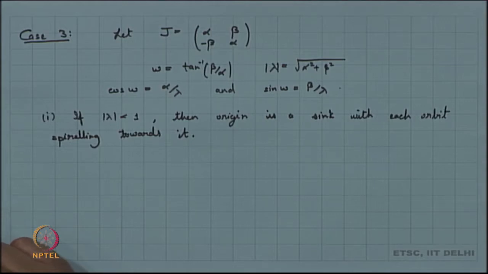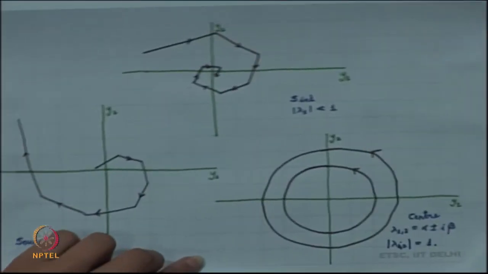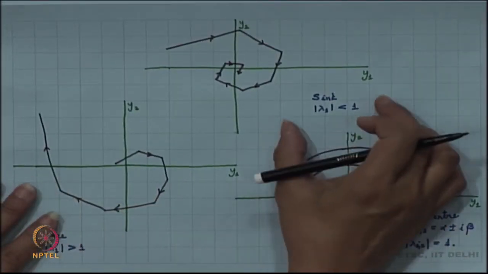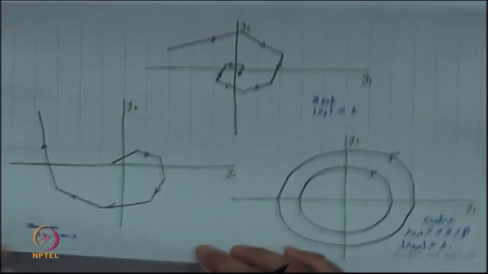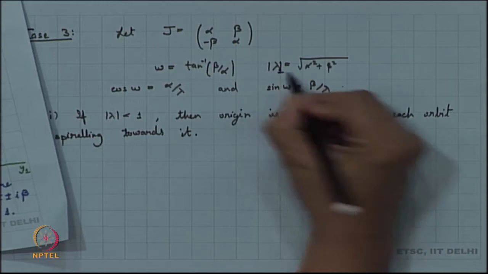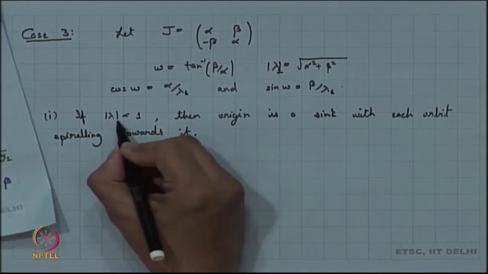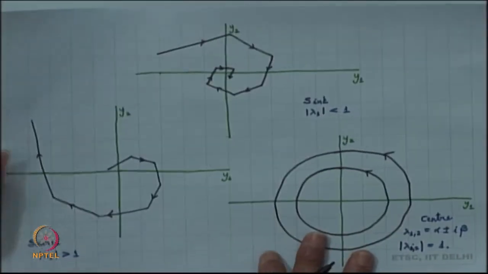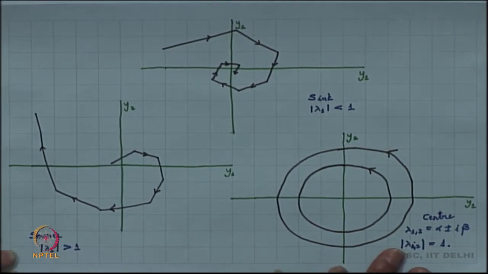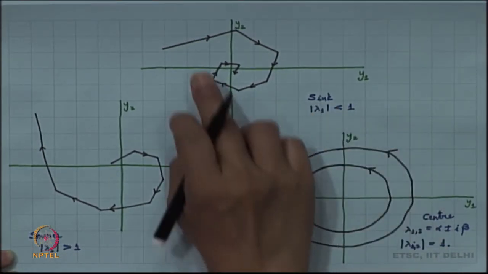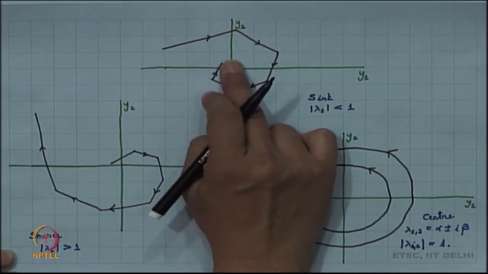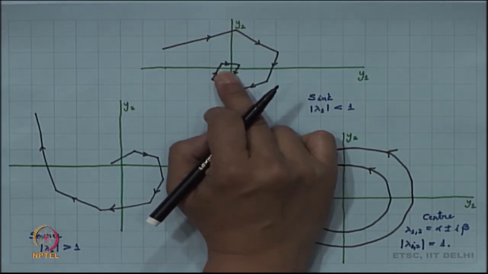And what do we mean by each orbit spiraling towards it? Let us try to see the picture here. My mod lambda 1 here, because this is what we had started with, we had only one eigenvalue here. So, we look into this factor. What we have here is mod lambda 1 is less than 1, right. Each orbit is basically spiraling towards the origin. Ultimately, it is going to converge to the origin because the magnitude lambda to the power n is going to tend to 0, right.